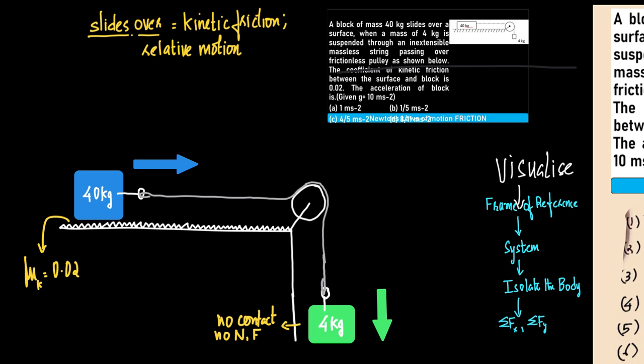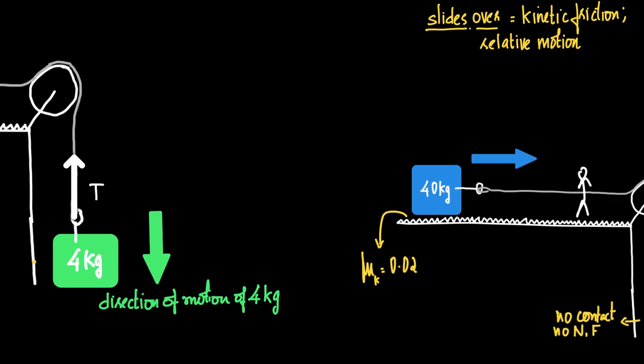So as usual, we'll start with visualization. Frame of reference, I will choose the inertial frame of reference here. System, the two block system, two block pulley system. Isolate the body, we'll isolate both these bodies and then we'll go for sigma fx and sigma fy. So let's go one by one.